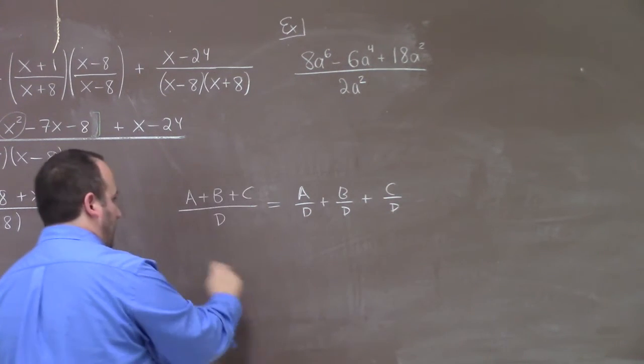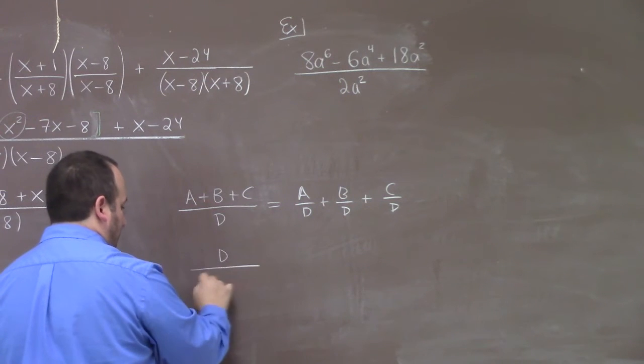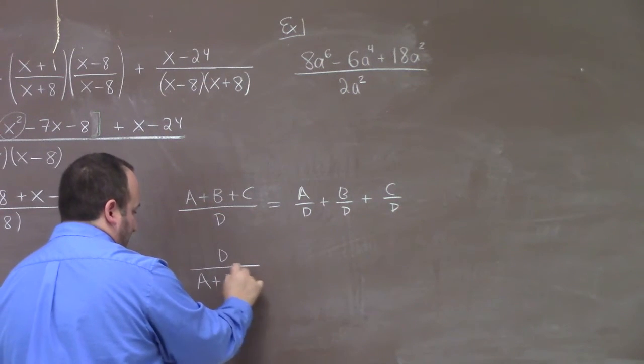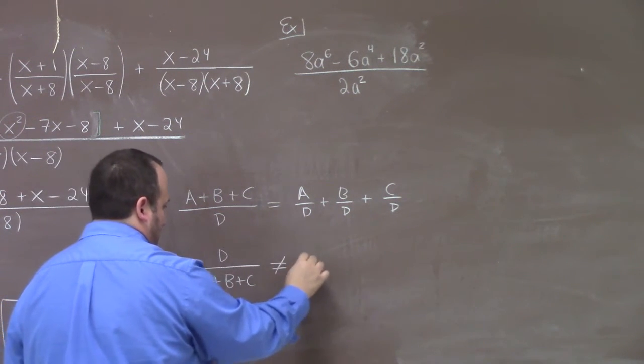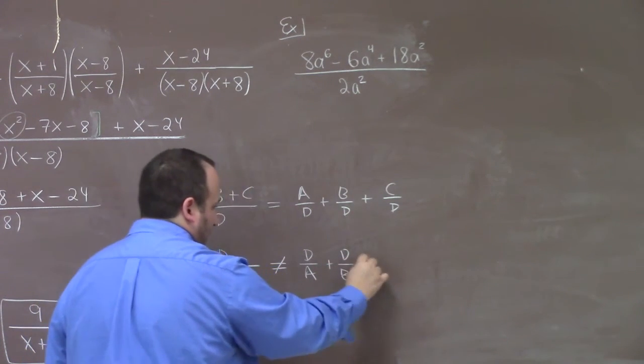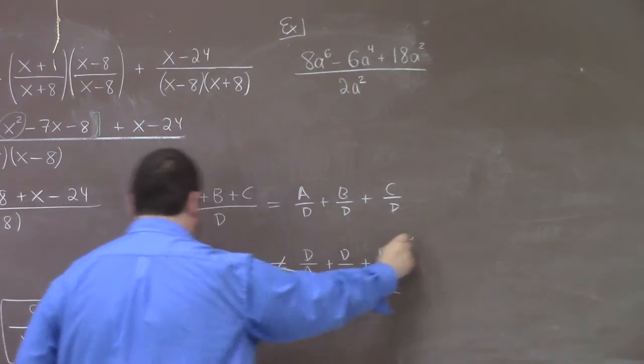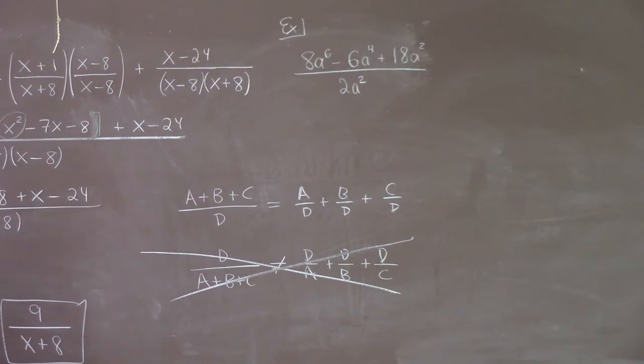However, what we cannot do is, if we've got d over a plus b plus c, it is not equal to d over a plus d over b plus d over c, or anything else. Is it because there's not a common denominator at the bottom? I mean, that's just not how algebra works. I can give you numbers.